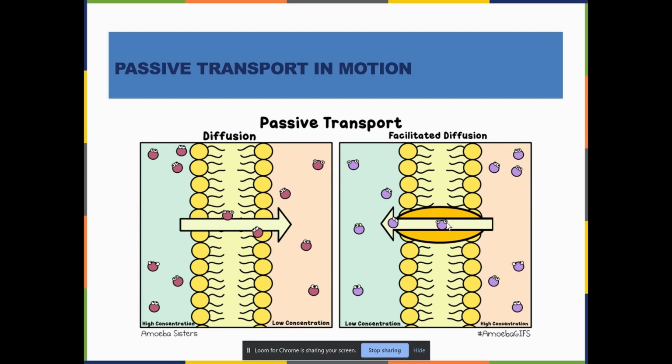So here we can compare the two. Notice on the left, we have simple diffusion. There's no integral carrier or channel protein needed for lipid-like or small molecules to move straight through the plasma membrane from high to low concentration. On the right, we have facilitated diffusion. We still have movement from high to low concentration with no ATP expended, but this time we need help from an integral protein, either a channel or carrier. So the facilitation is the help needed to move a solute particle.